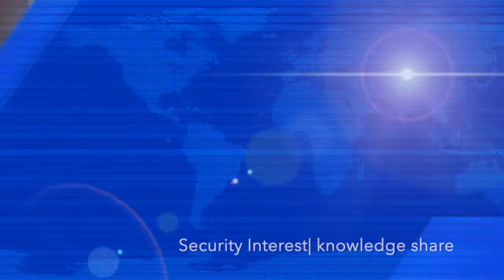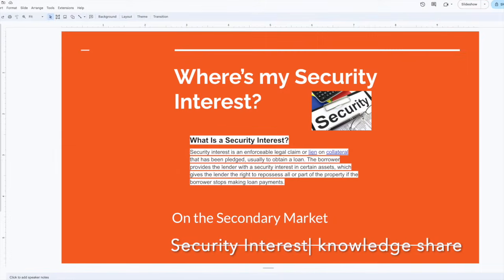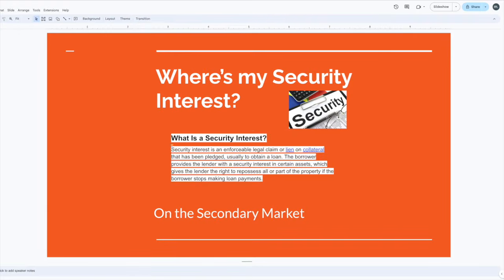So here's more on the security interest. I'm going to go over the security interest and a few other things. So where's my security interest? That's what you might be asking. What is a security interest? A security interest is what can pay the bill. What is a security interest?